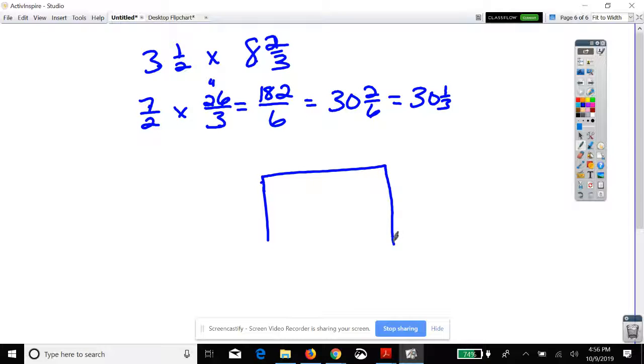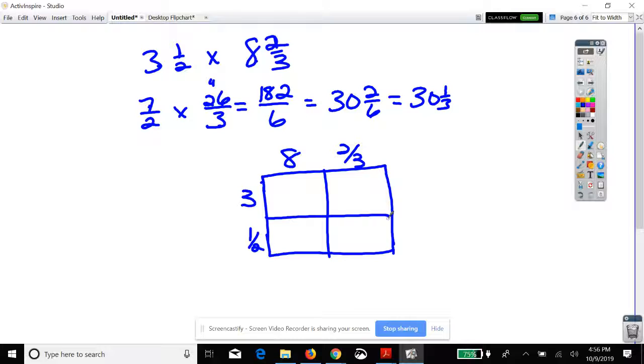It's easier in the fact that you're doing one part at a time. So if my 3 and 1/2 is here, and my 8 and 2/3 is here, I'm just going to do one part at a time. So 3 times 8 is 24.